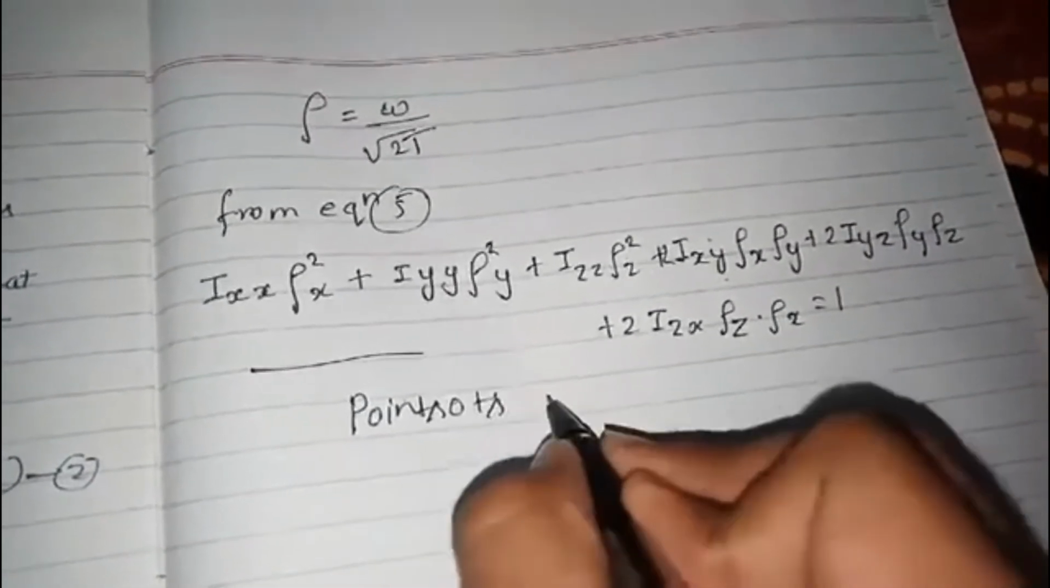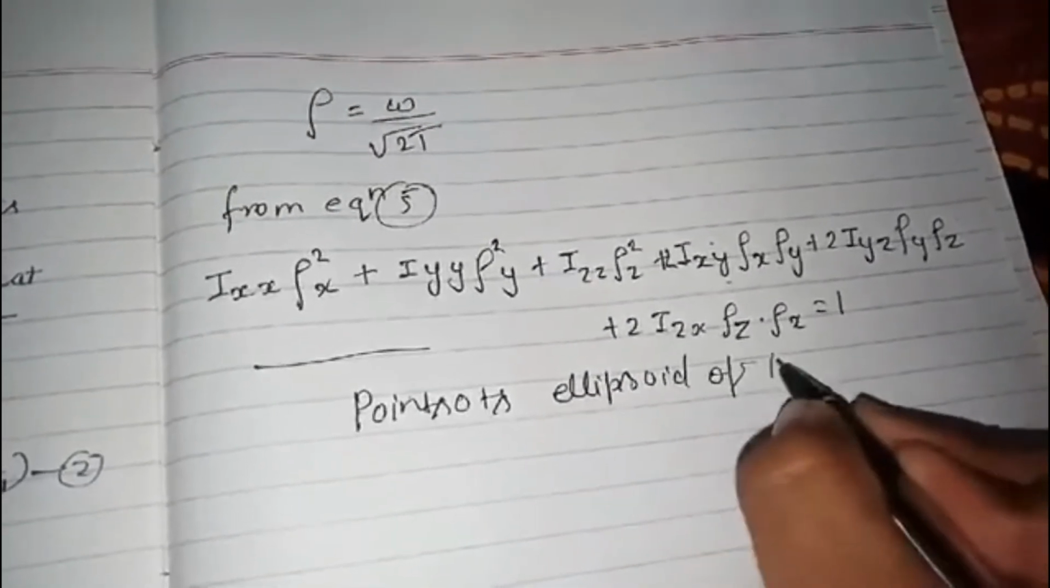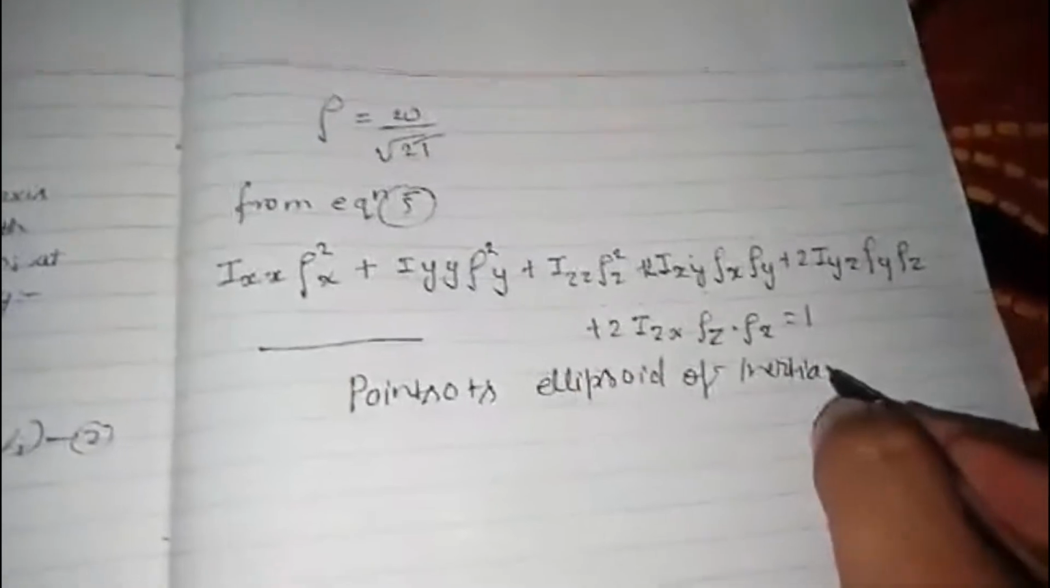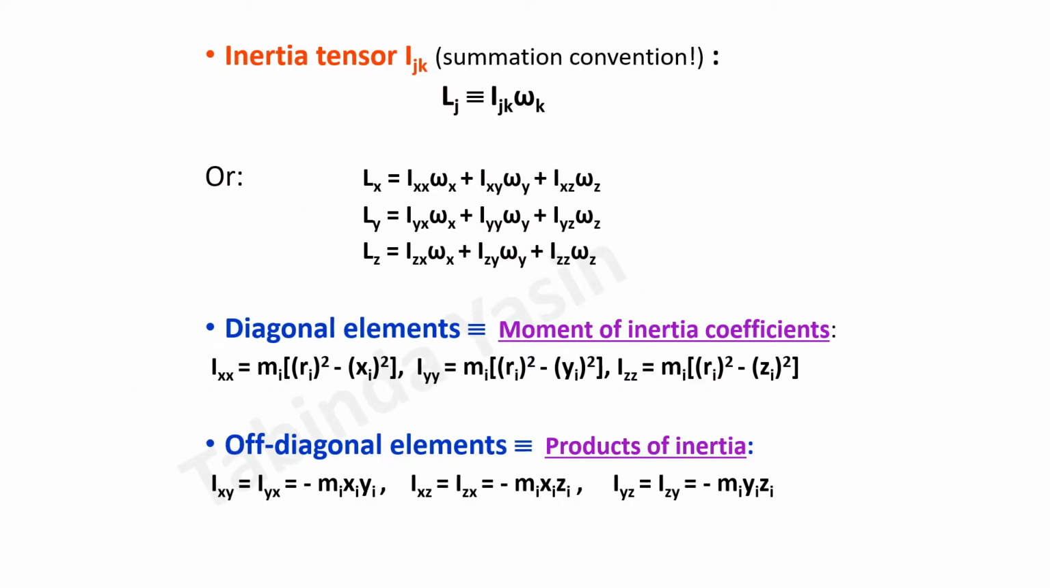Points of ellipsoid of inertia. ये इक्वेशन होती है inertia tensor Iij in Cartesian summation convention. Lj is equivalent to Ijk omega k, or we can write for Lx, Ly and Lz: Lx will be equal to Ixx omega x plus Ixy omega y plus Ixz omega z.